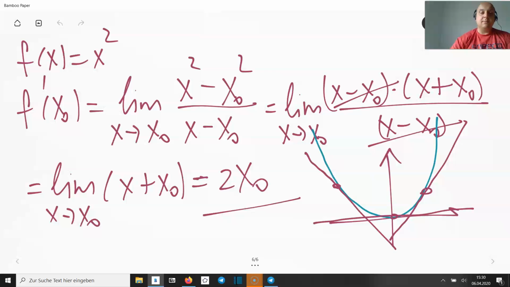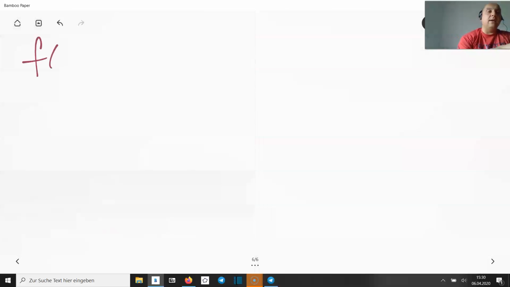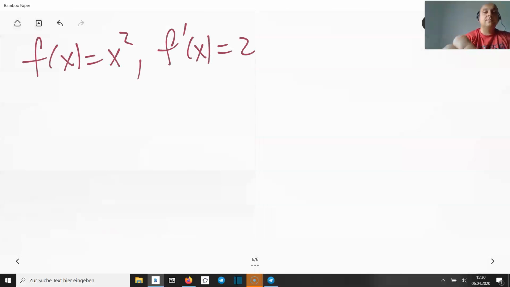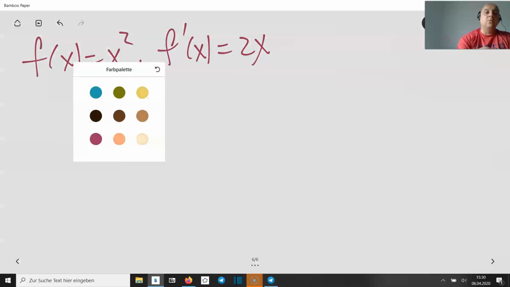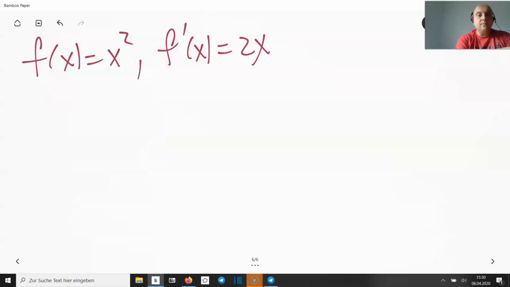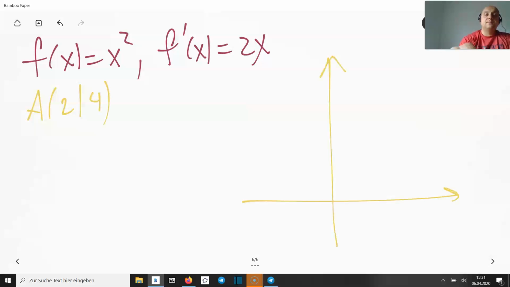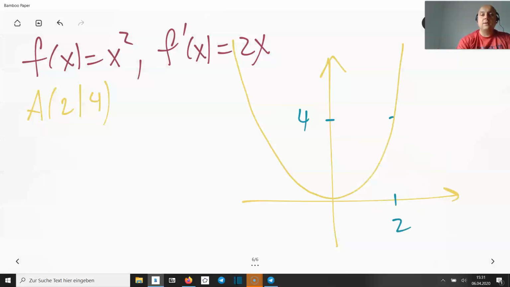So let me quickly produce an example. Let us say we have f of x equals x squared. We already know its derivative is 2x. And what we would like to do is produce the tangent line. So the point is (2, 4). It looks like this. This is the parabola. This is 2, and somewhere here we have 4. And that would be a tangent line. All right, so it should be looking like this.